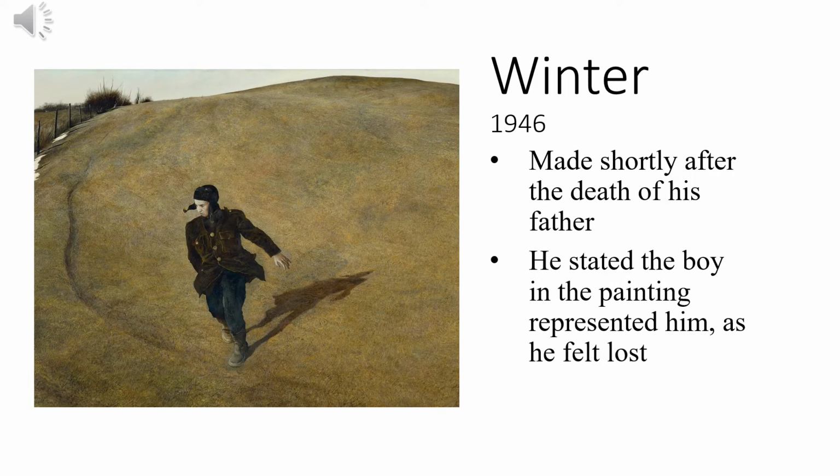Another one of Andrew Wyeth's earlier works was Winter in 1946. This artwork shows a more modernized art style which he would later adapt for future artworks. It was made shortly after the death of his father, and he stated that the boy in the painting represented him, as he felt lost after losing his father.